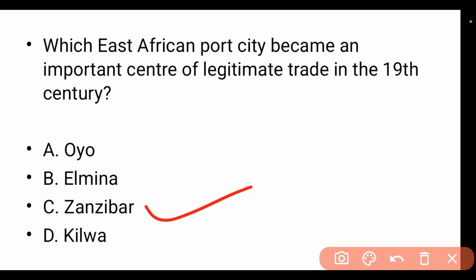You know, in present-day Tanzania, it became a main center of what? A city that became a center of legitimate trade. It flourished and benefited from this legitimate trade, a trade that was exported from Africa to Persia, India, and the Arab world.